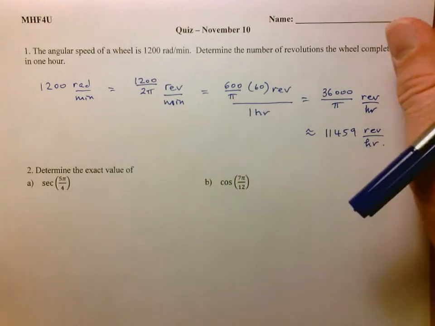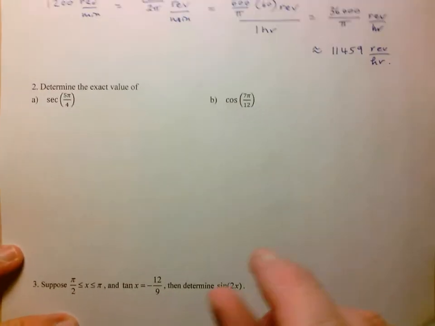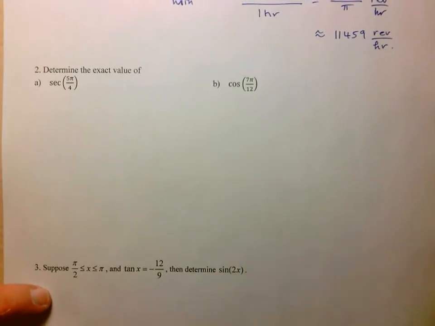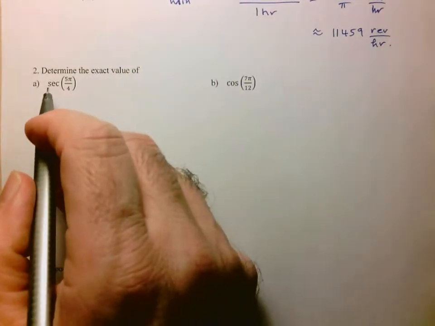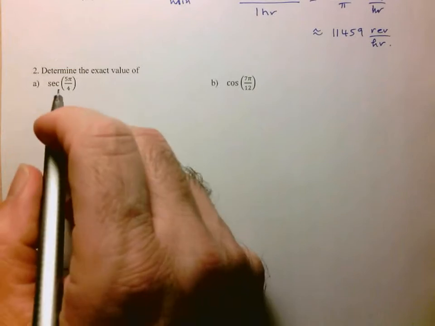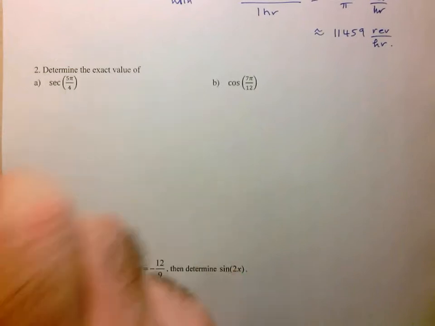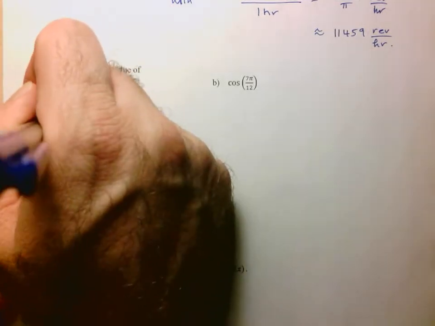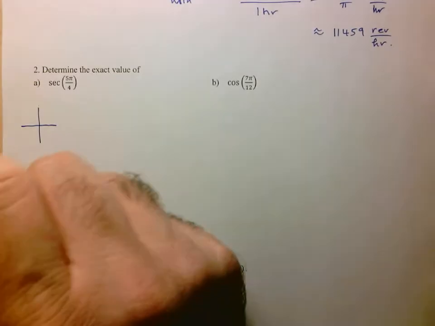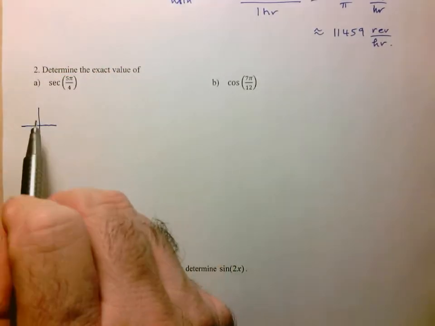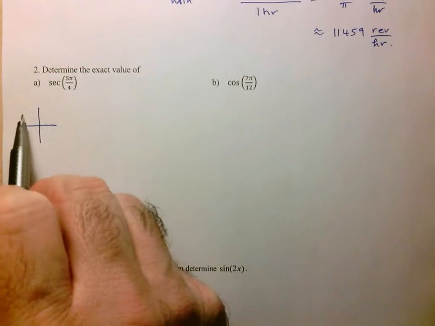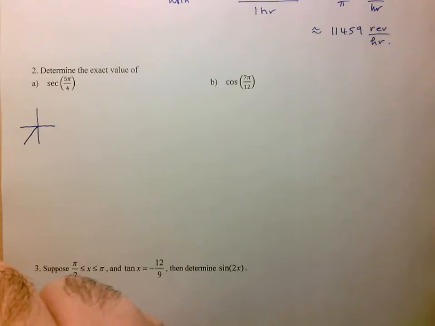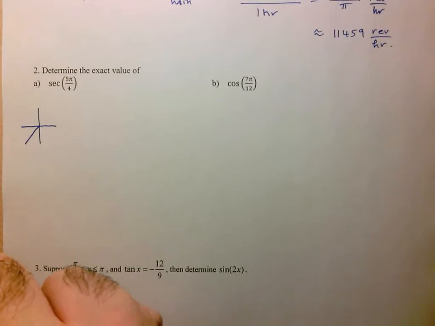Okay, let's move on to number 2. Here they want us to determine the exact value of some trig ratios. Let's start with this one here, secant of 5 pi over 4. At this point you should be recognizing 5 pi over 4 as a special angle. The first thing I'm going to do is draw myself a little diagram here. So here we've got pi over 4, 2 pi over 4, 3 pi over 4, 4 pi over 4. So 5 pi over 4 is going to be in the third quadrant.